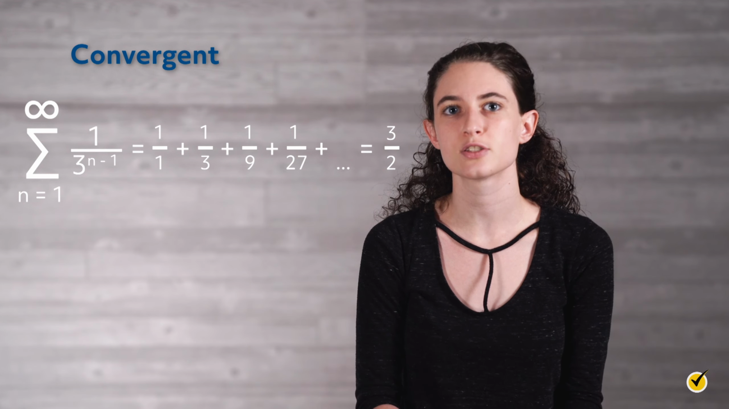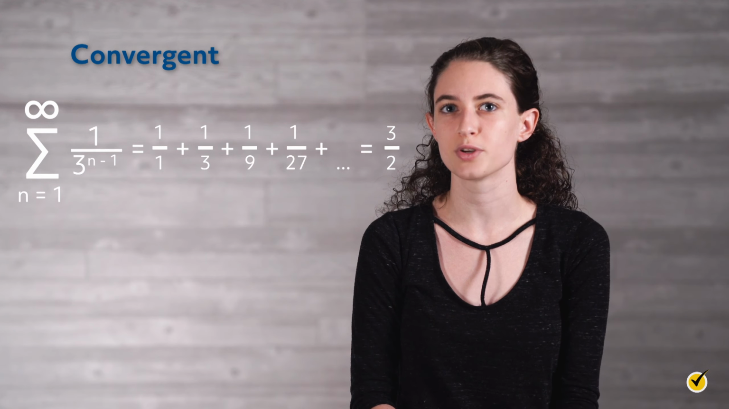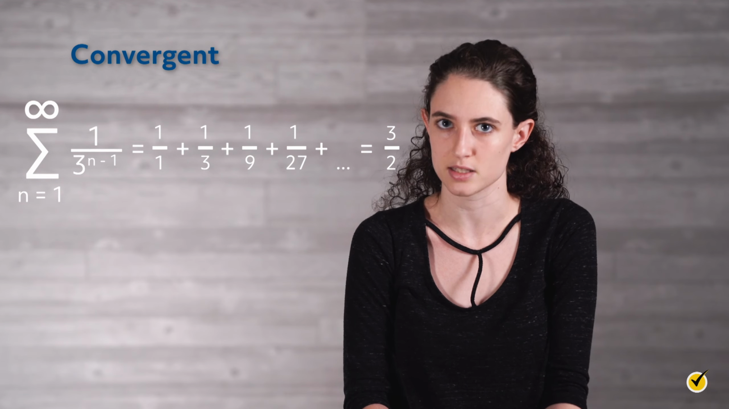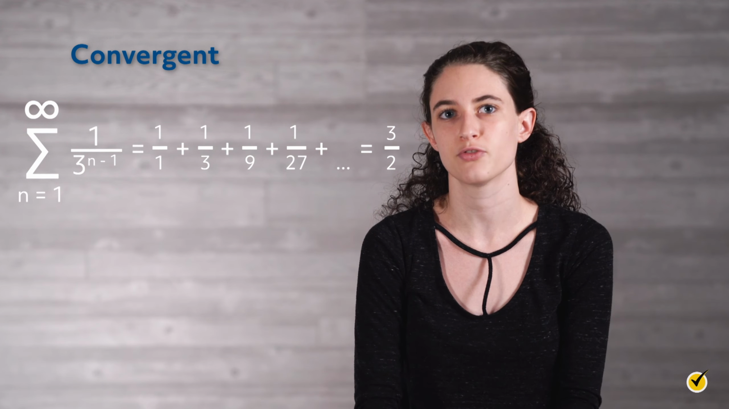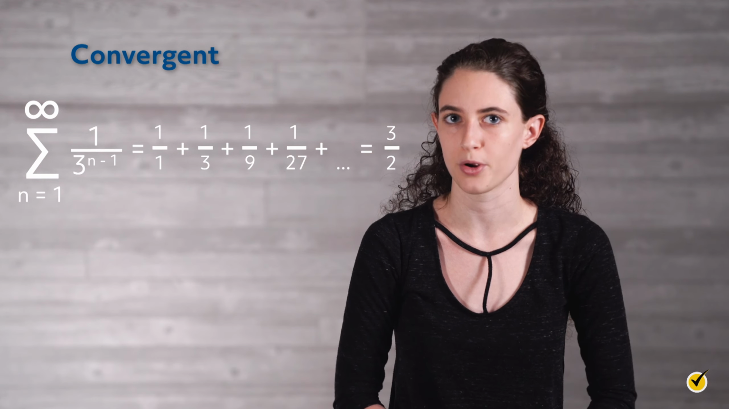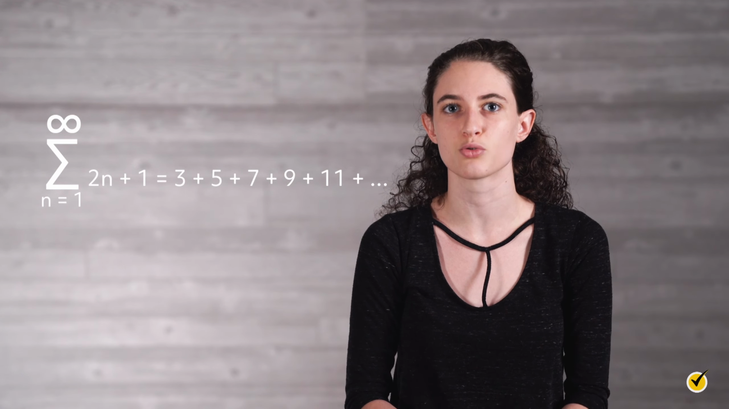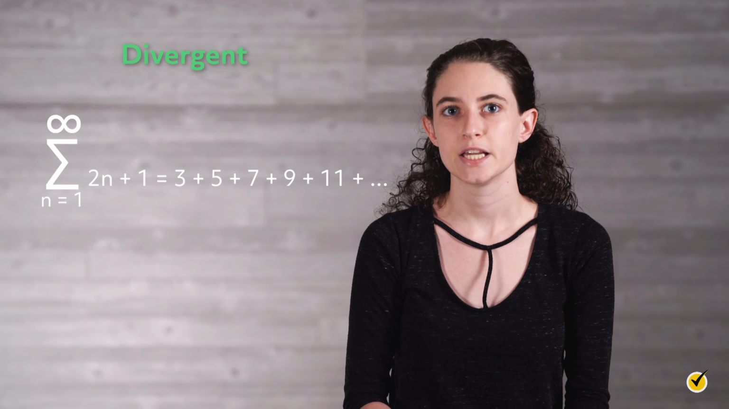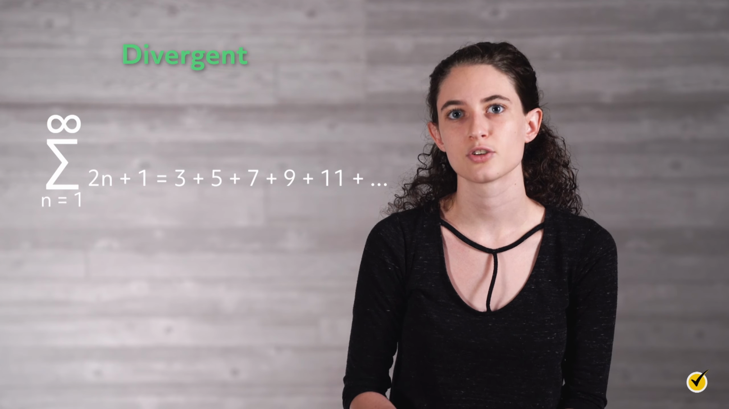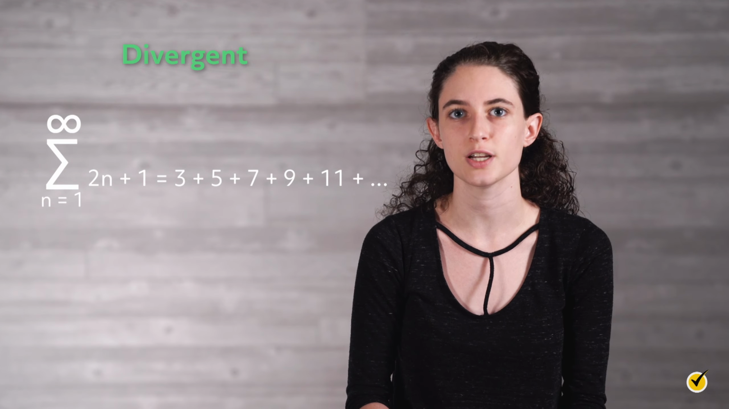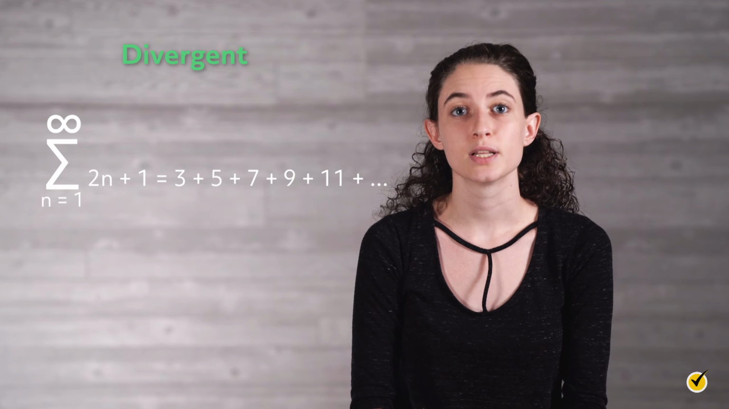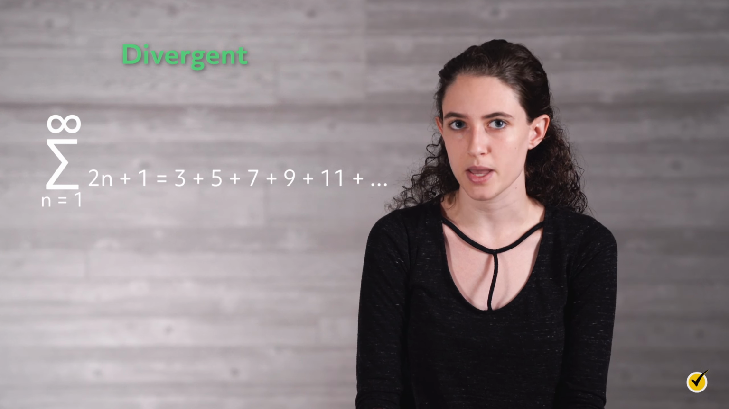Notice how when n gets large enough, adding 1 over 3 to the n minus 1 won't really affect the sum because each successive fraction will be smaller than the one before. On the other hand, our first example series just keeps growing and is divergent. Each term is larger than the last, causing the sum to keep getting larger and diverge. To put it simply, convergent series have a limit, divergent series do not.